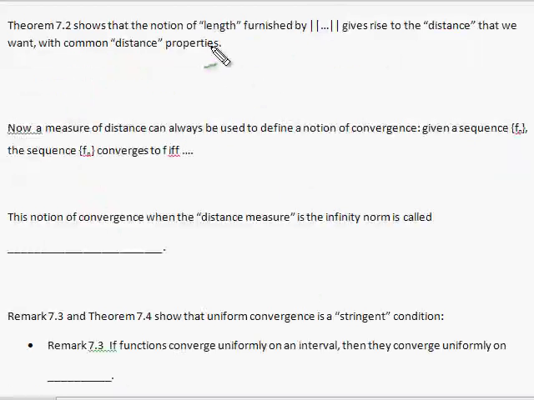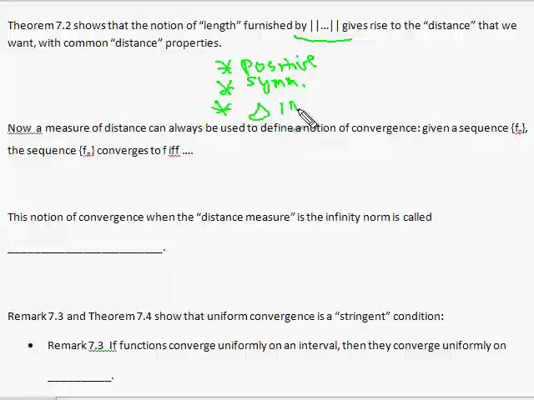Okay, theorem 7.2 is closely related to theorem 7.1. It shows that the length notion that we've defined by this norm, the sup norm, gives rise to a distance, the distance we want with common distance properties. Distance you also expect to be positive, unless the two points are concurrent, the two vectors are concurrent. The second one, we have symmetry. Okay, you expect the distance not to depend on which vector you take first. The third one is also triangle inequality. Okay, so these also are the properties of distance between two vectors that we would expect.